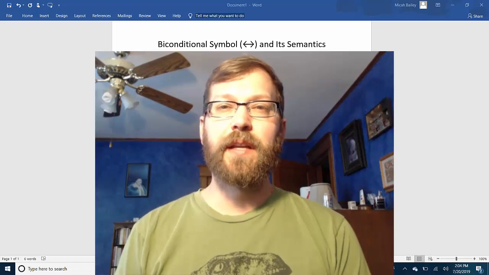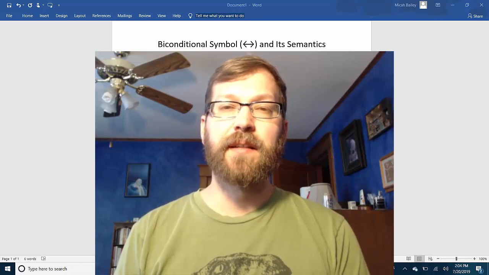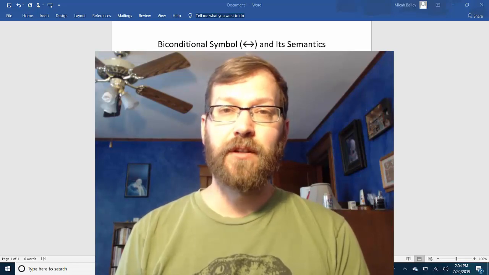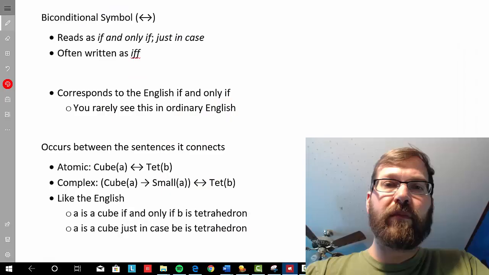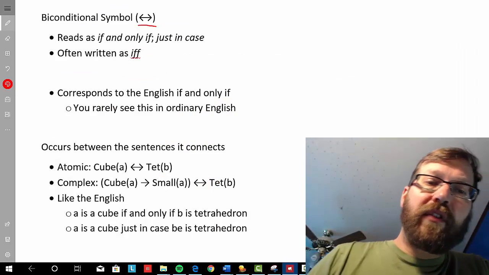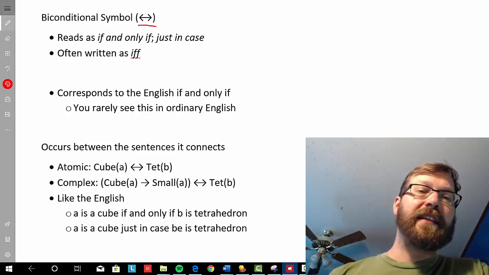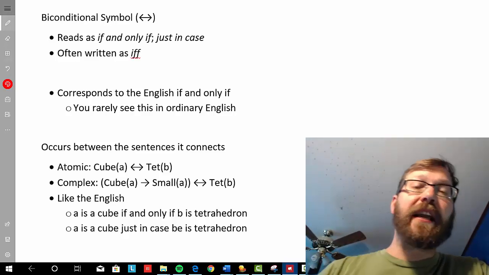Hi, in this video we're going to look at the biconditional symbol, which is this left and right arrow, and its semantics, that is, its meaning. Let's turn to it. The biconditional symbol is this arrow that's pointing both left and right, and it reads as if and only if or just in case.